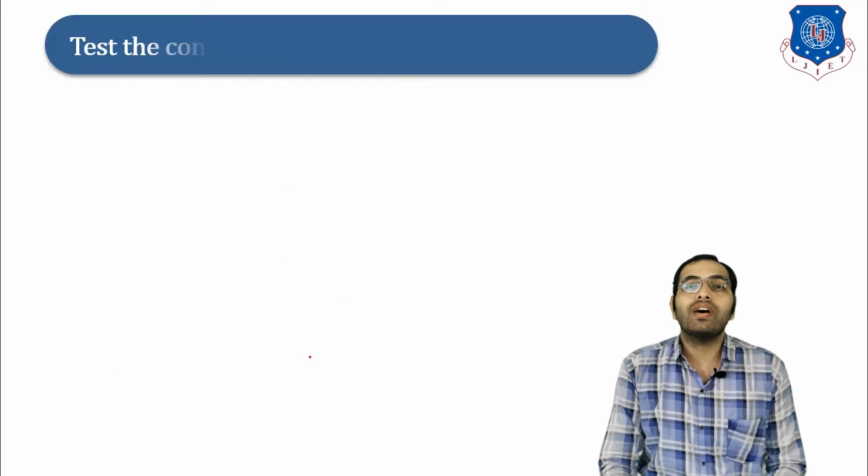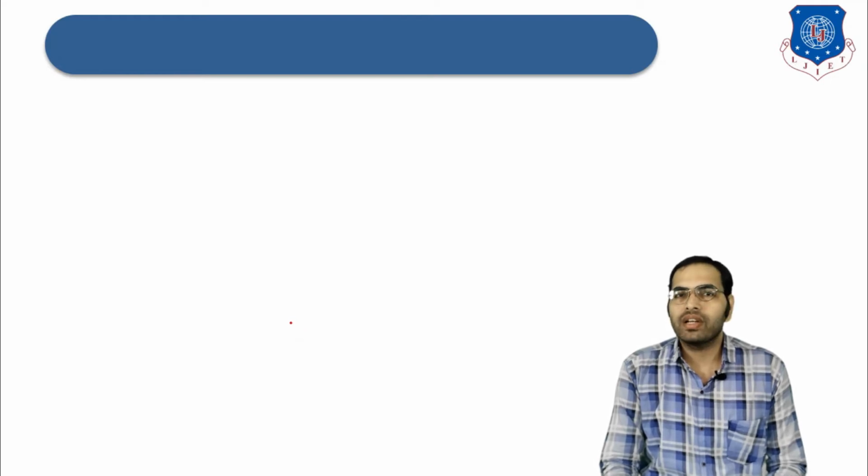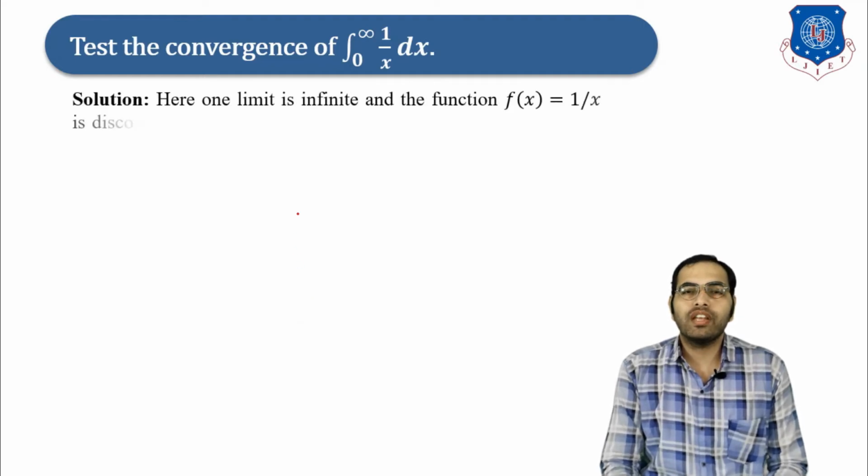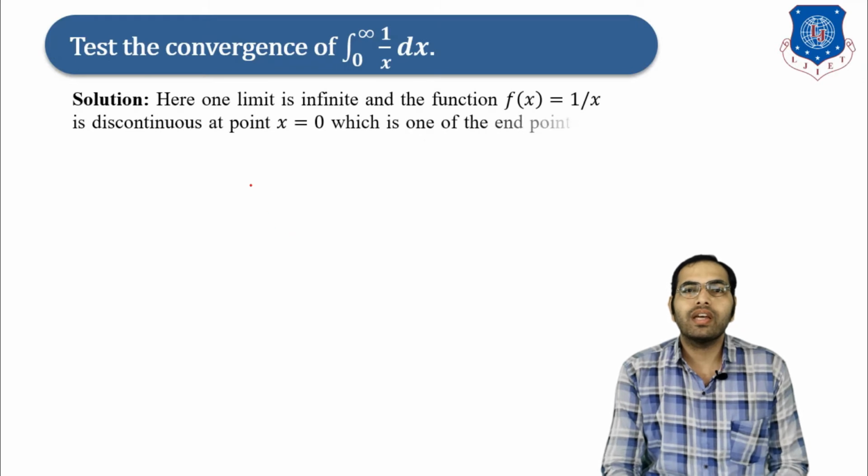Means our integral becomes infinite, then it is divergent. Let's see one more example. Test the convergence of the integral from 0 to infinity of 1 upon x squared dx. Here one limit, the upper limit, is infinite, that is our type 1.